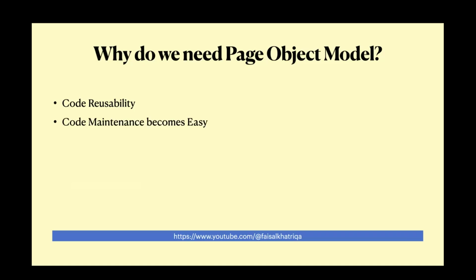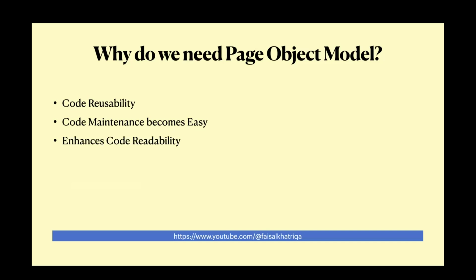Code maintenance becomes easy. When there is a change in the UI of the application, updating the locators, actions, or tests can be a tedious task. With POM, the locators and interaction methods are included in different page object classes. With this approach, the necessary changes can be made to the respective page object classes, making maintenance easier.